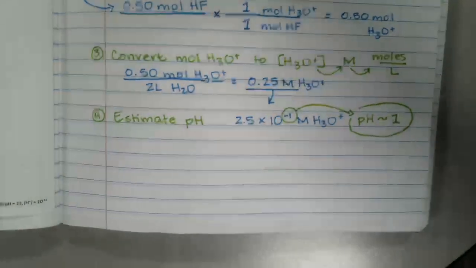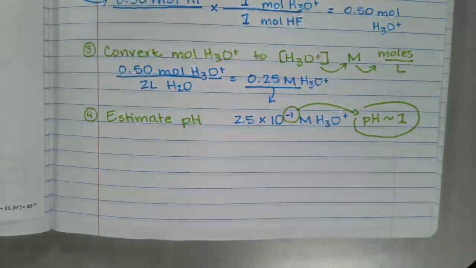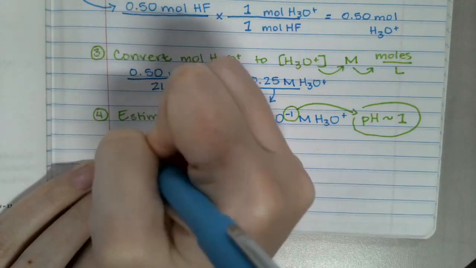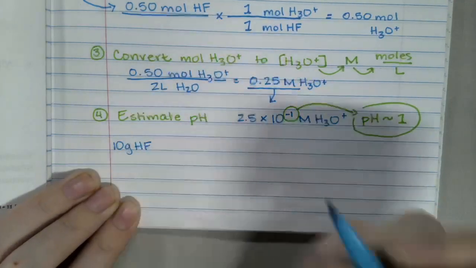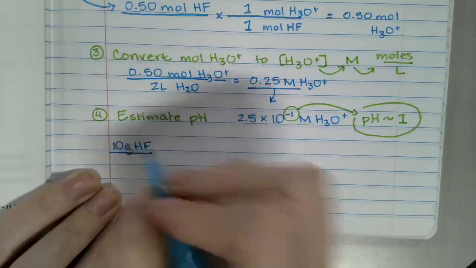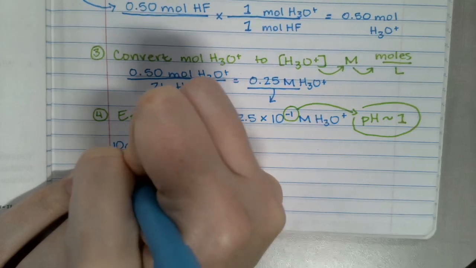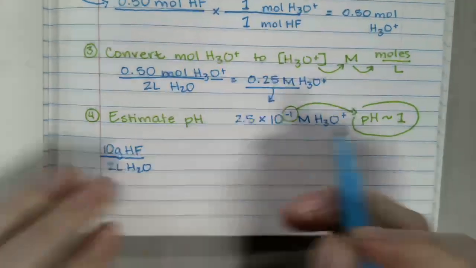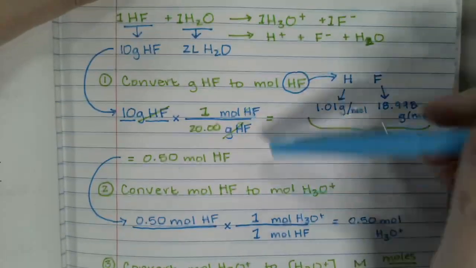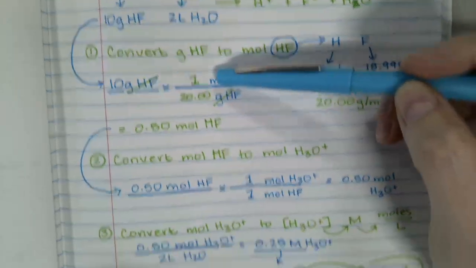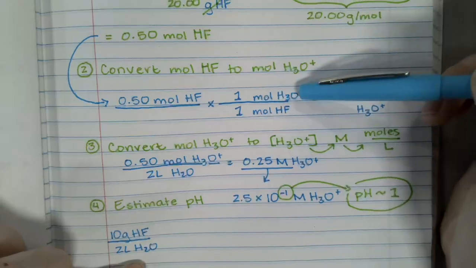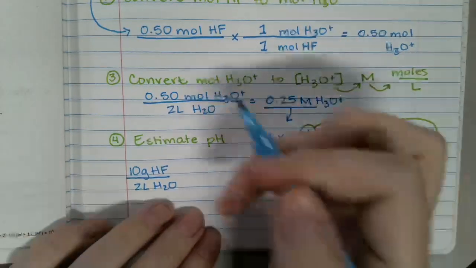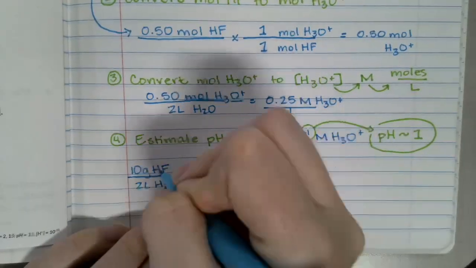Take a look at the board. All I really did was start with the 10 grams of hydrogen fluoride they gave me, and eventually I would divide that by 2 liters of water because I'm dissolving it in there. And then take a look. I can put every step here together. I can convert grams to moles. I can convert moles of hydrogen fluoride to moles of H3O plus and end up with the concentration I'm looking for. So I'm just putting all these steps together now.